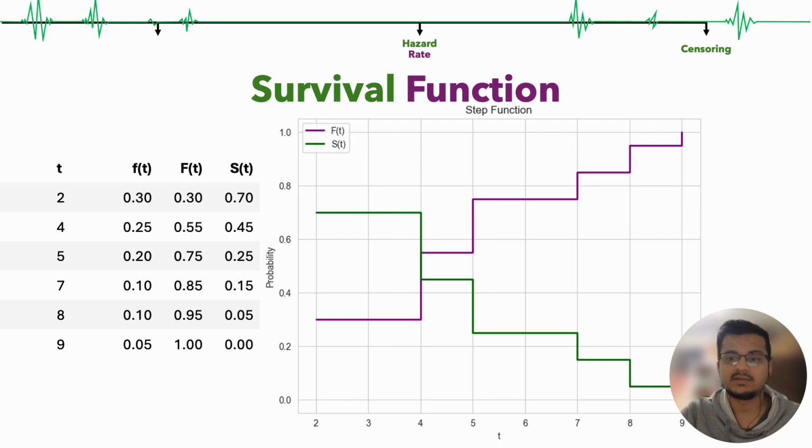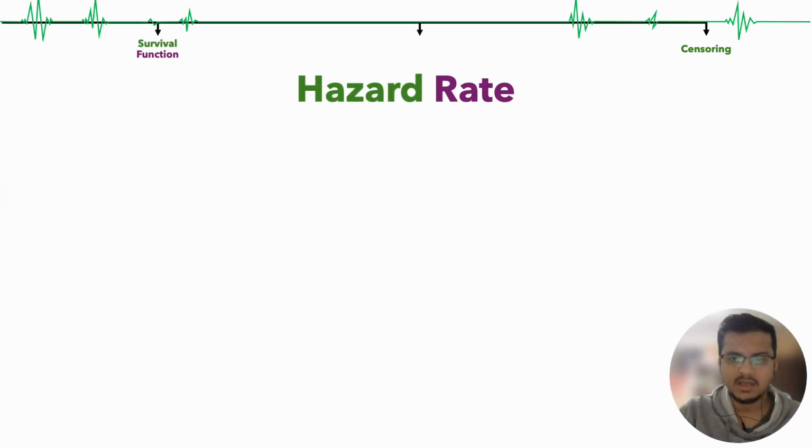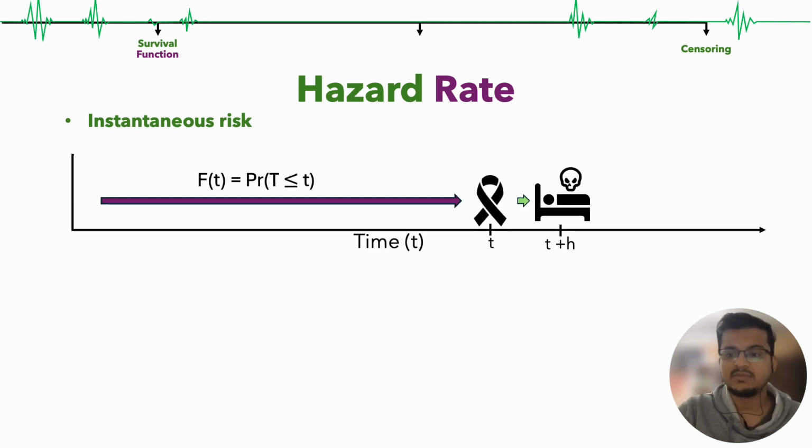Now let's have a look at another concept of survival analysis called the hazard rate. Unlike the survival function, which shows the probability of survival, the hazard rate gives us the probability of instantaneous risk at any given time. In the case of our cancer patient, it is the probability that the patient will die in exactly t plus h years, given that they have survived up to time t, as shown in the diagram here.